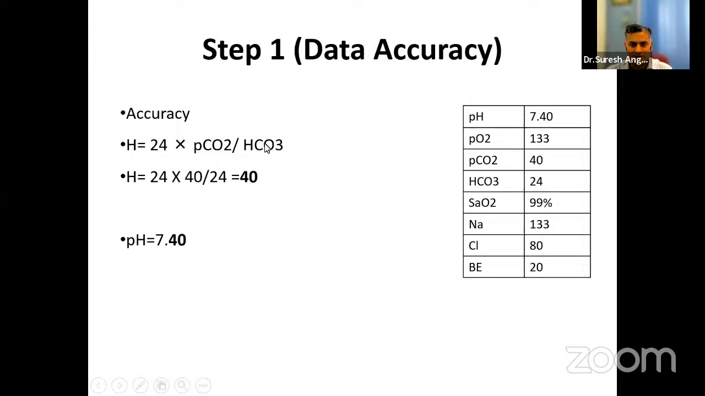So we can check the accuracy of the data by using this equation: hydrogen ion is equal to 24 into PCO2 divided by bicarbonate. When we put in the values from the blood gas, whatever number we get, if it is like 40 here, this 40 should be the last two digits of the pH after the decimal point. So if this number is 40 and pH is 7.40, it means that the data is accurate. But this is applicable only to a certain range of pH. If the pH is out of range, then we have to use tables that are available, by which we can see whether the data is accurate or not.